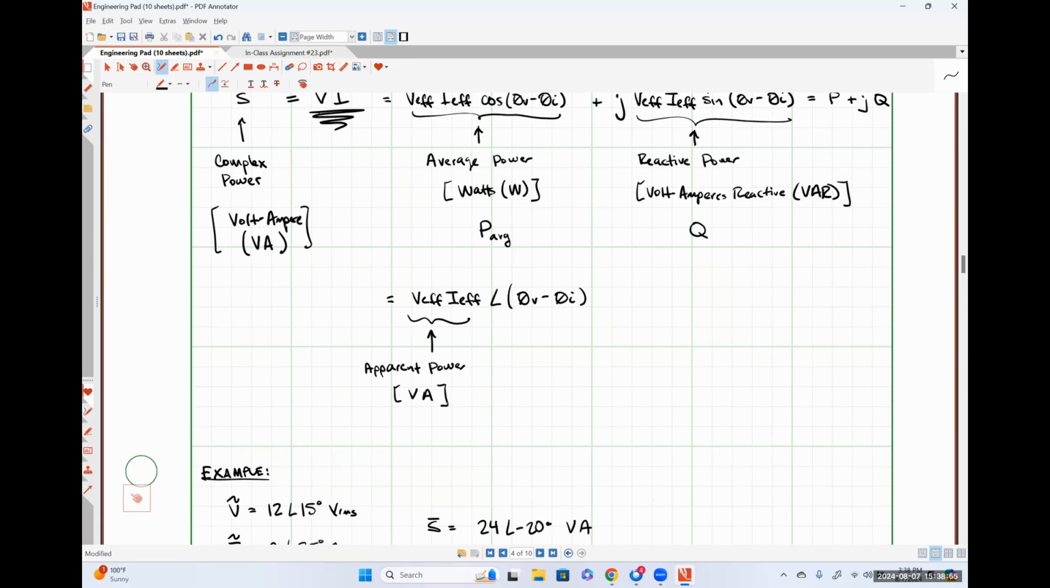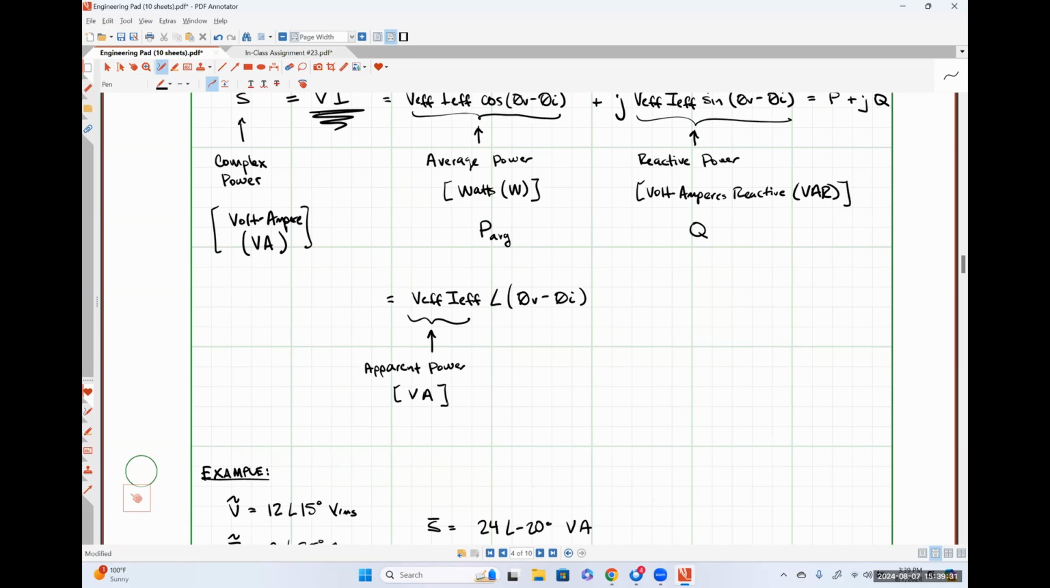Okay. So you can think of apparent power as kind of a worst case scenario for a power system. And what I mean by that is it ignores any difference in phase. So that is effectively the largest amount of power that you would see. The average power will always be less than or equal to the apparent power, and the reactive power will always be less than or equal to the apparent power, because the apparent power is the magnitude.